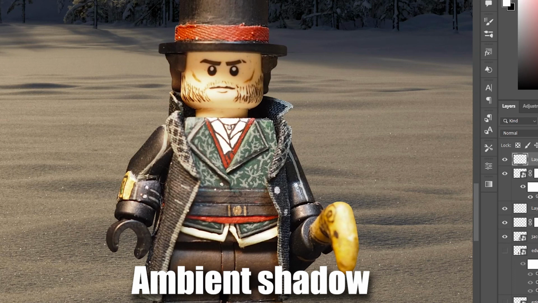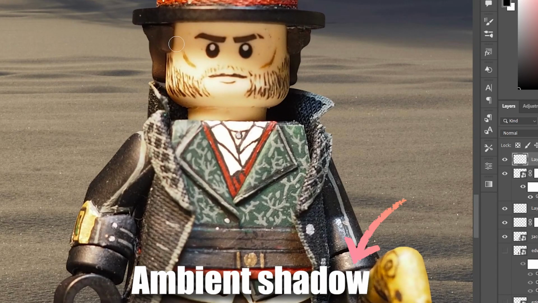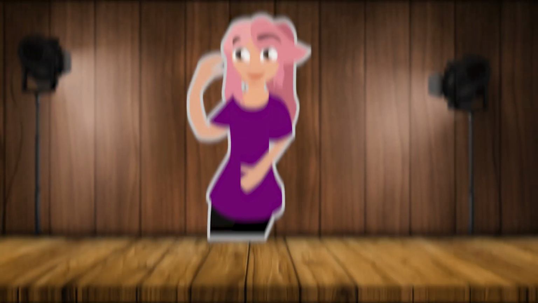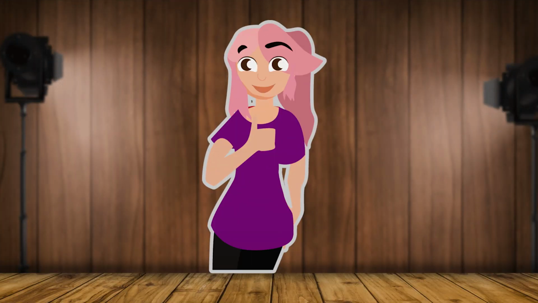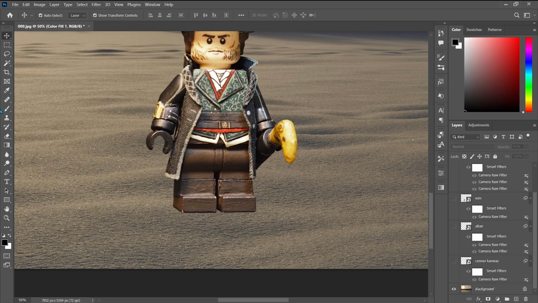The first is ambient shadow, basically making sure they look deeper so the characters stand out clearly. The second layer is the highlighting layer. I used it to match the light coming from this direction. Because the picture is snowy, I edited it to make its feet appear submerged in the snow.